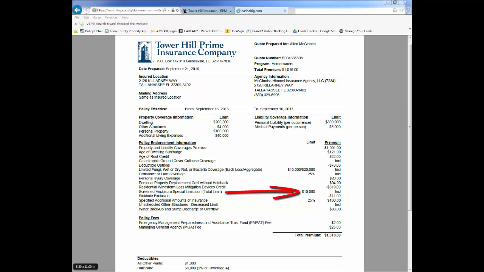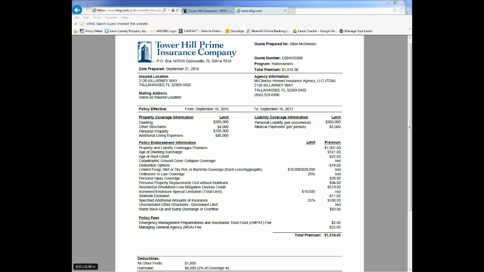Screen enclosure coverage or screen enclosure limitations. Some policies have a limitation for screen enclosure coverage. In this case, it's $10,000. Some policies exclude it altogether. Again, just important to know how it's covered if that's an issue on your particular property.